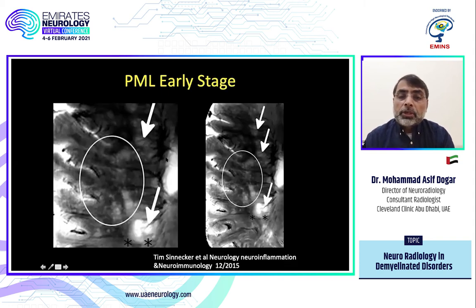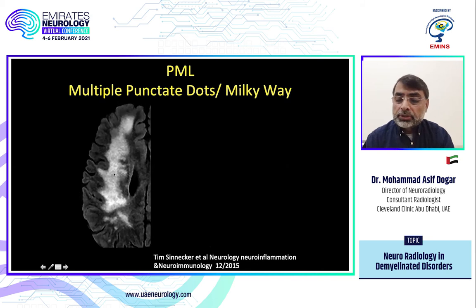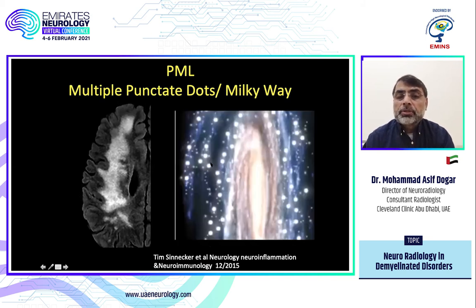Here's another early form of PML. This usually happens in patients who have MS. You see all these multiple bright T2 spots here. And again, you can see here, and then they can become confluent, and then you can have a larger lesion like this. So those bright spots which I showed you, they call it Milky Way appearance. They resemble stars. So again, this is more specific for PML.